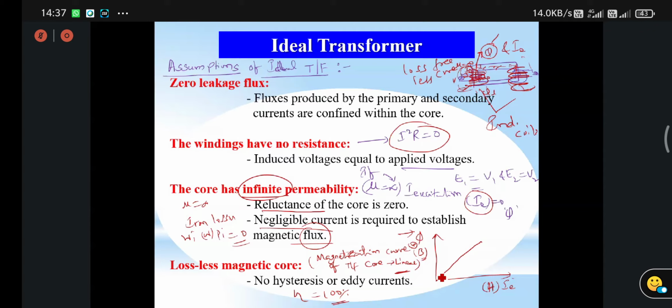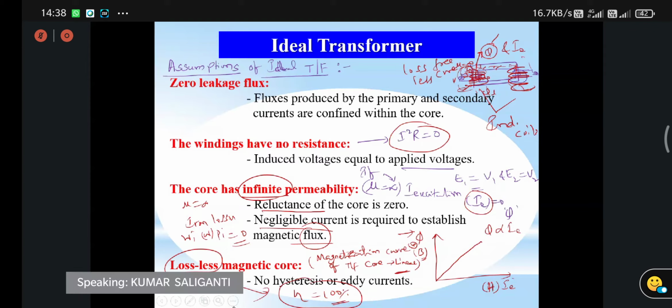The magnetization curve of the transformer core is a linear relationship here. Lossless magnetic core means no hysteresis or eddy currents. So if there are no losses, the efficiency will be 100% itself. These are the assumptions of an ideal transformer.